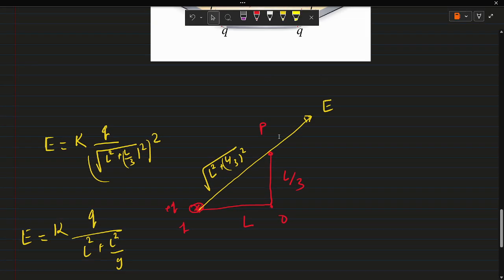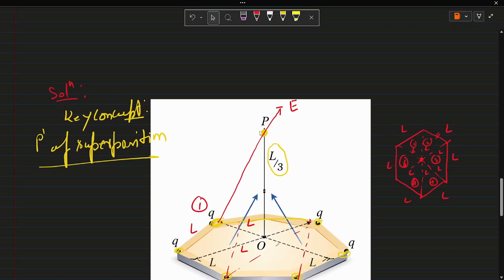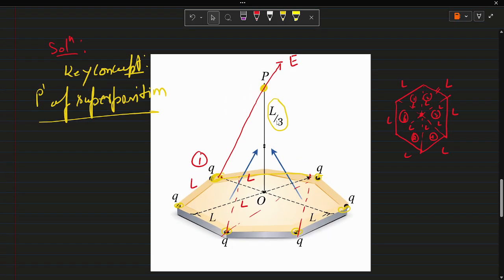This is the electric field due to a single charge, but this electric field is neither along the x-axis nor along the y-axis. It is tilted at some angle theta with respect to the x-axis as well as the y-axis. Let this be x and this one be y.